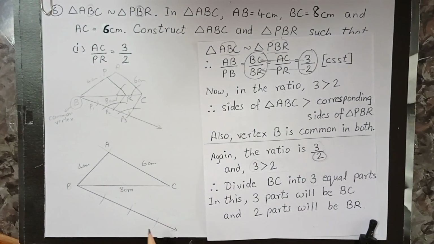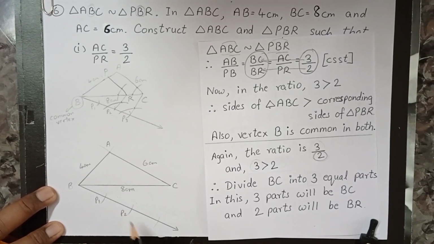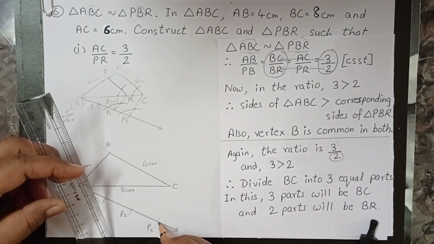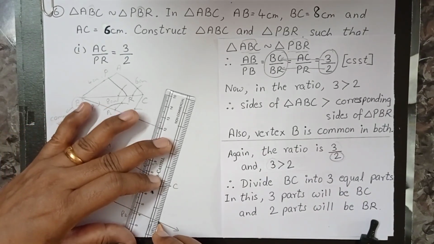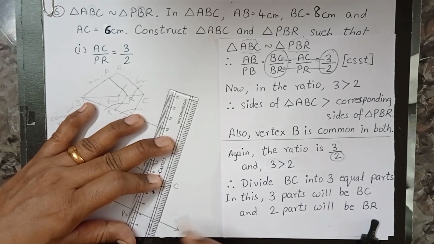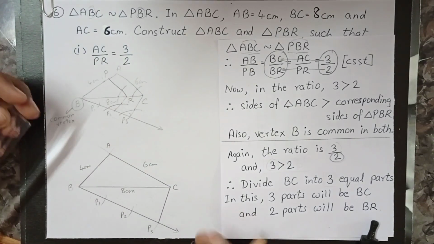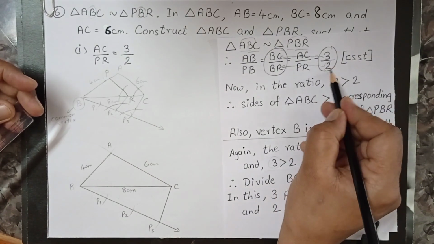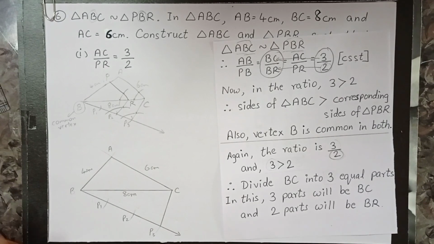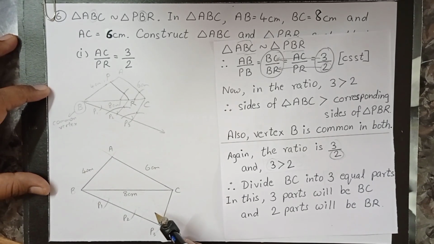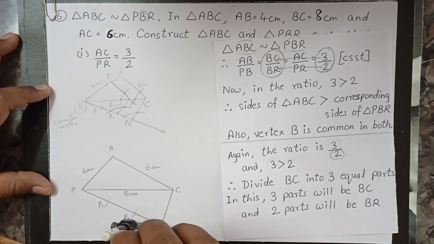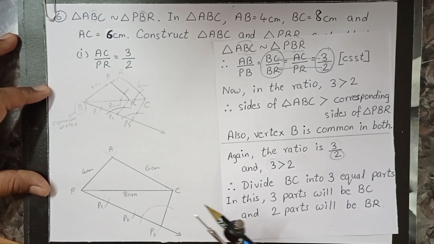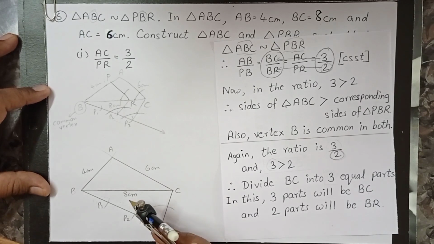So this is the third point, P1, P2, P3. This is the third point. It corresponds to side BC. So you join this point to point C. This is your first cut, right? Now you have to take the second cut. Why the second cut? Because the second cut corresponds to BR. So how to draw? From point P3, make a cut. Without changing, from point P2 also make a cut.